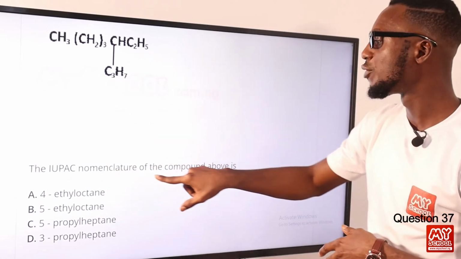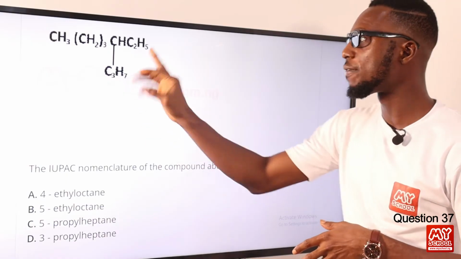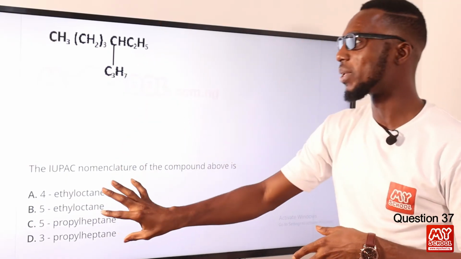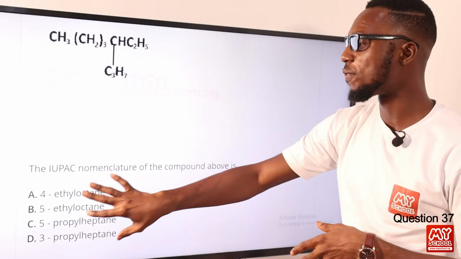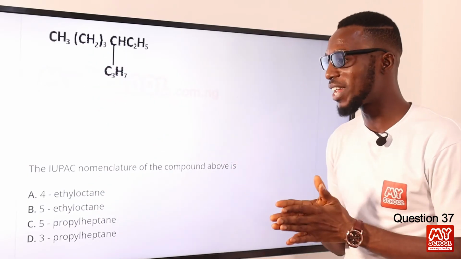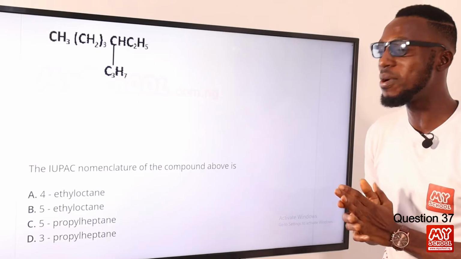So the IUPAC nomenclature of the compound above is what? 4-ethyl octane. Remember the carbon chain. So the correct option here is option A for 4-ethyl octane.